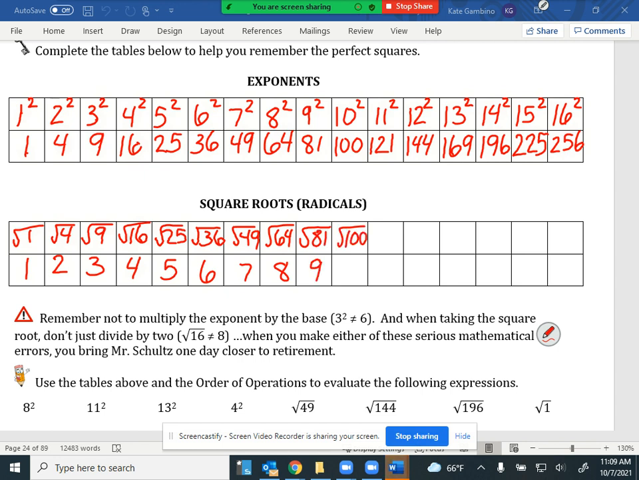So if I say what's the square root of 100, we know 10 times 10 is 100, so the square root would be 10. So those perfect squares make it easy for us. Just think of which two numbers, multiplied together, would equal that perfect square.